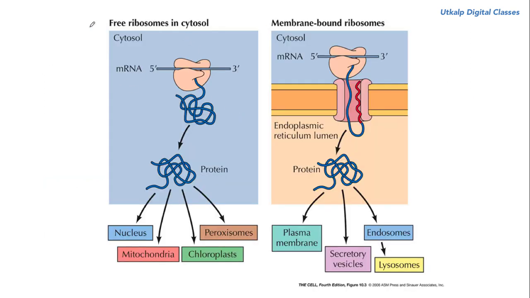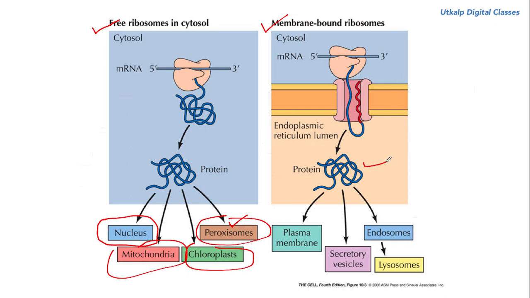Here again we discuss the same thing. Free ribosomes in the cytosol are responsible for the protein production, the proteins which are required for nucleus, mitochondria, chloroplast and peroxisomes. Mind you, peroxisomes are not part of the endomembrane system. Now, membrane-bound ribosomes, that is the ribosomes present on the RER, are responsible for the production of proteins which are required by plasma membrane, secretory vesicles, endosomes, lysosomes, Golgi, etc. All these are synthesized on the membrane-bound ribosomes.